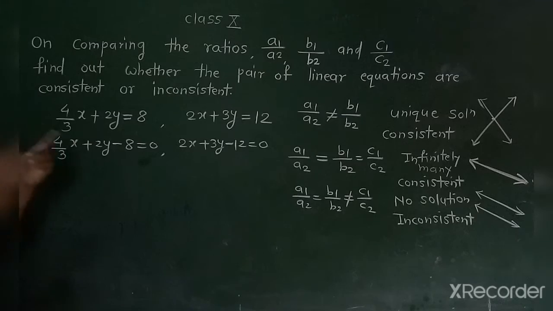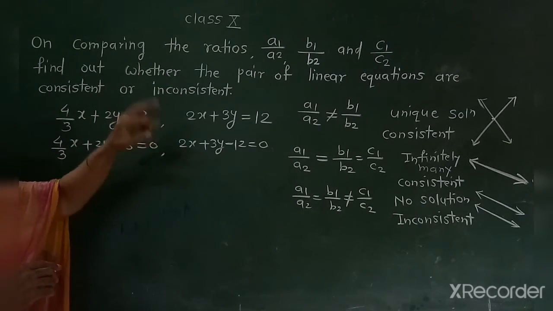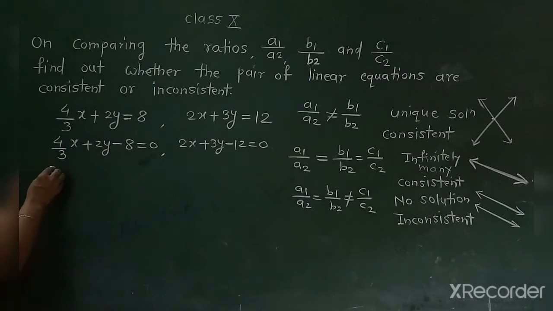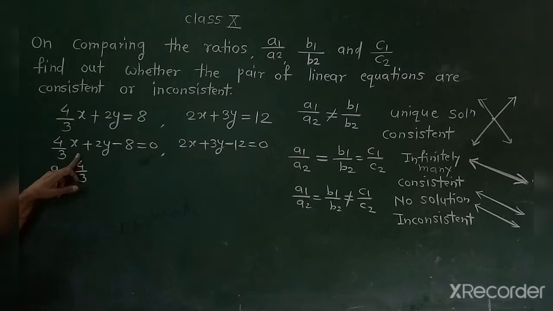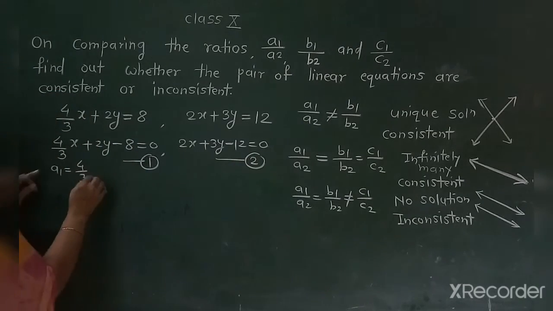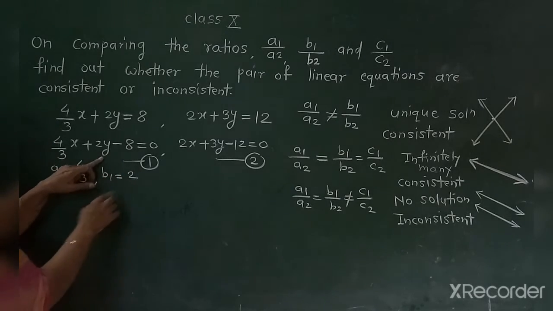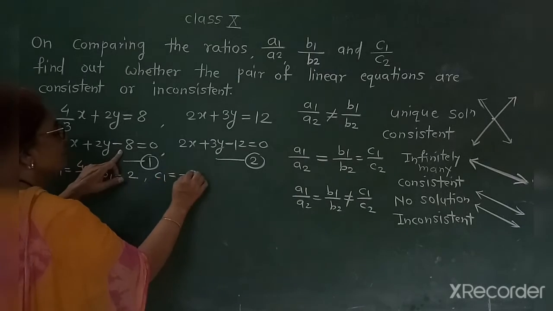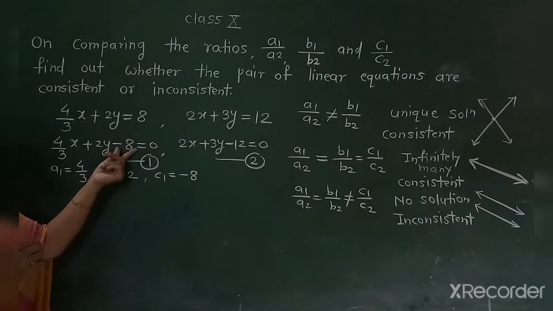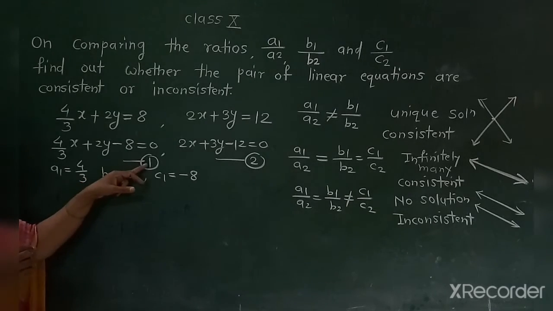Now here, first find the ratio A1 upon A2, B1 upon B2 and C1 upon C2. Now here the value of A1 is 4 by 3 because A1 is the coefficient of x of the first equation. This is equation 1 and this is equation 2. Now B1 is the coefficient of y, positive 2, and C1 is the constant term, negative 8. Negative के साथ लेना है. A1, B1, C1 are related to equation number 1.